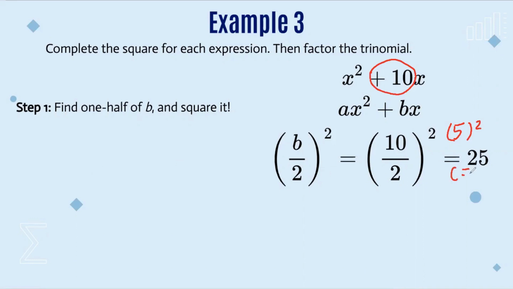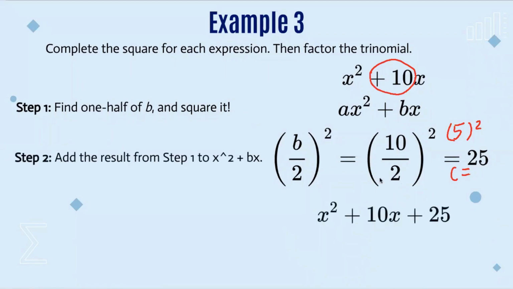25 would be your c value. So now you can just add it to your binomial here. That'd be x squared plus 10x plus 25. And so we can now factor this out. Two numbers that would multiply to positive 25 and two numbers that would add to 10. That would be 5 times 5 and 5 plus 5.